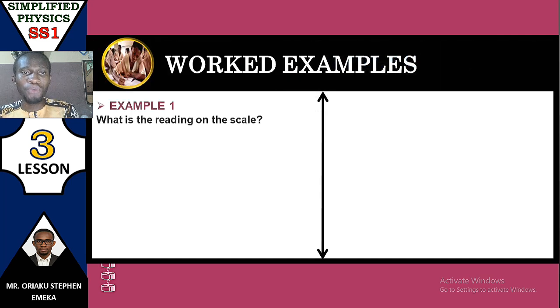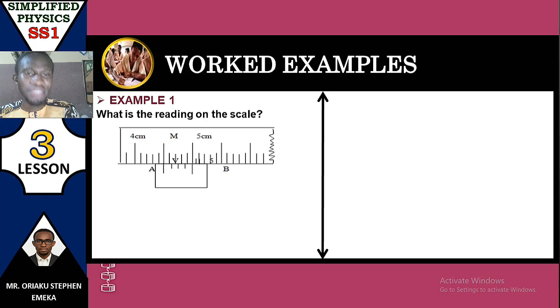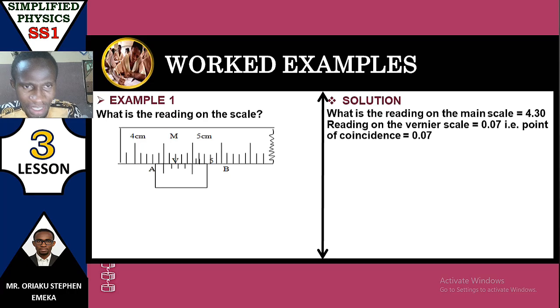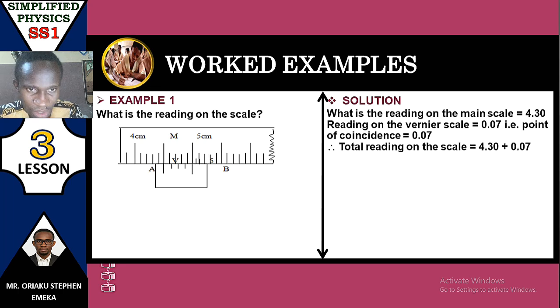So let's get a good example. Example 1, what is the reading of this scale? Looking at the main scale, before the vernier scale started, it started after 4.3. Now it coincides on 7, that is 0.07. So that is the point of coincidence. We are now going to add the two together, and that is going to give us 4.37.